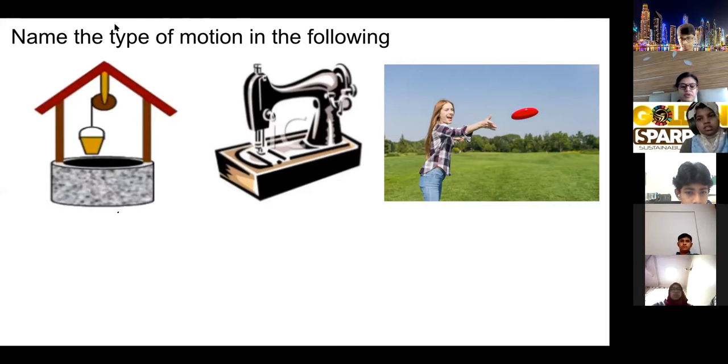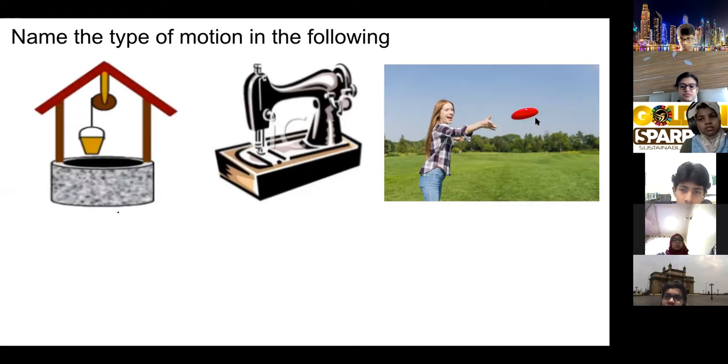Okay. Ahmad, in the frisbee, what type of motion is taking place? Ma'am, there are two types of motion. The frisbee is flying, so it's curvilinear, and also it's rotating, so it's rotatory. Correct. Curvilinear and rotatory motion.